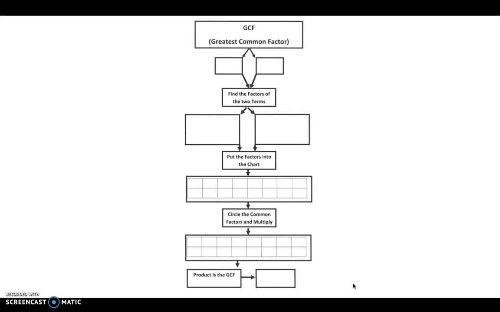So before we get into any examples, we're going to fill in this flowchart of finding the greatest common factor. And by finding the greatest common factor between two terms, we're going to be able to then factor linear expressions. So let's go ahead and start.